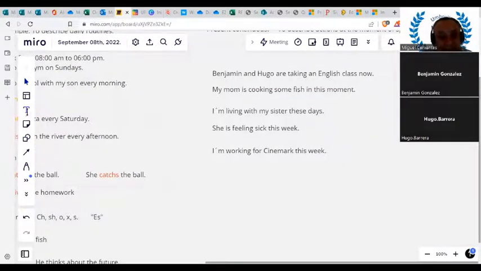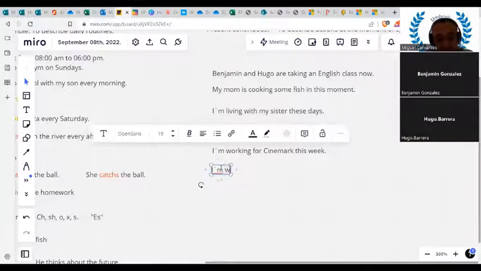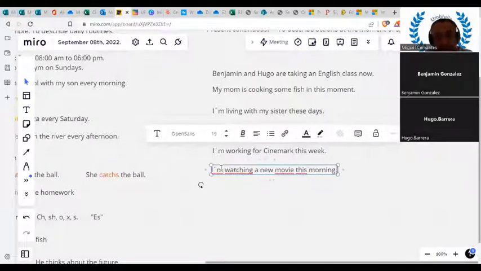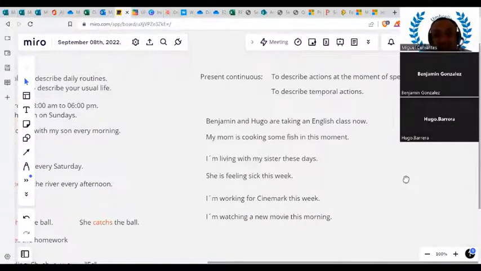Temporal action. Maybe I'm watching a new movie at this moment. Very good. I'm watching a new movie. Okay. Yes, exactly. Excellent, my friend. So those are the two main uses of present continuous.